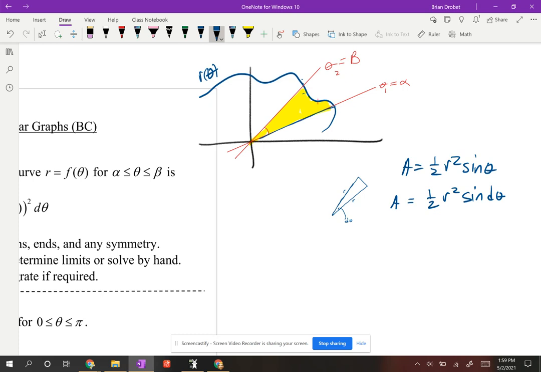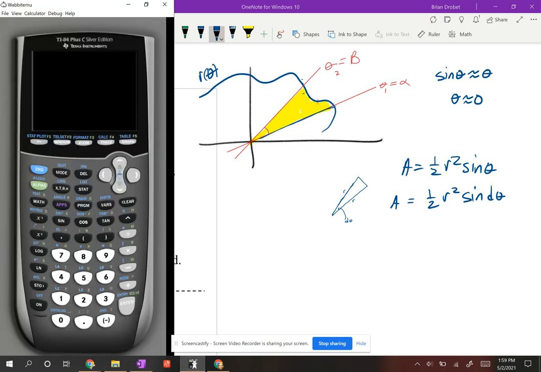Now, it is easily shown, I'm not going to go through it here, and you could take out a calculator and figure this out, that the sine of an angle theta is very close to theta when theta is very near to 0. And I'll pop one out here for you, and you'll see.